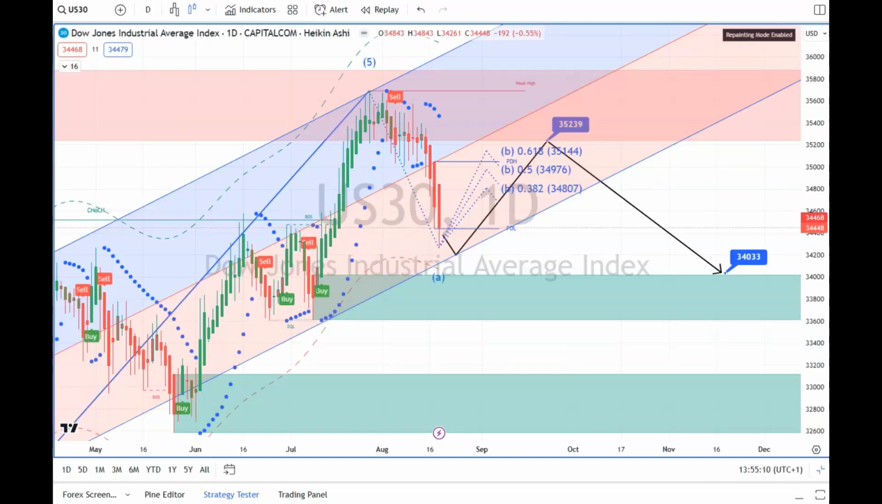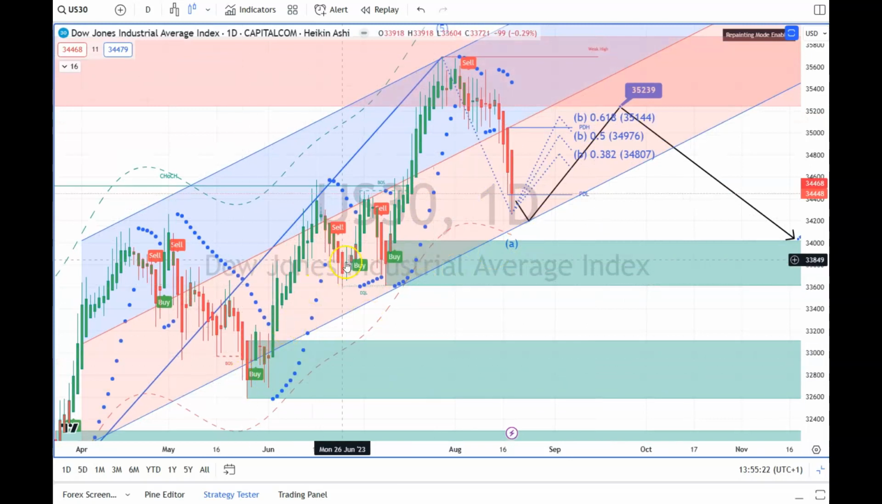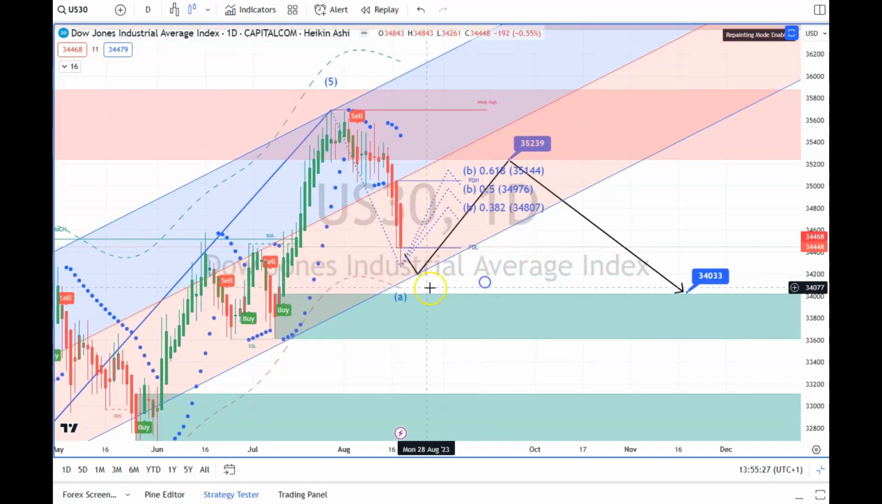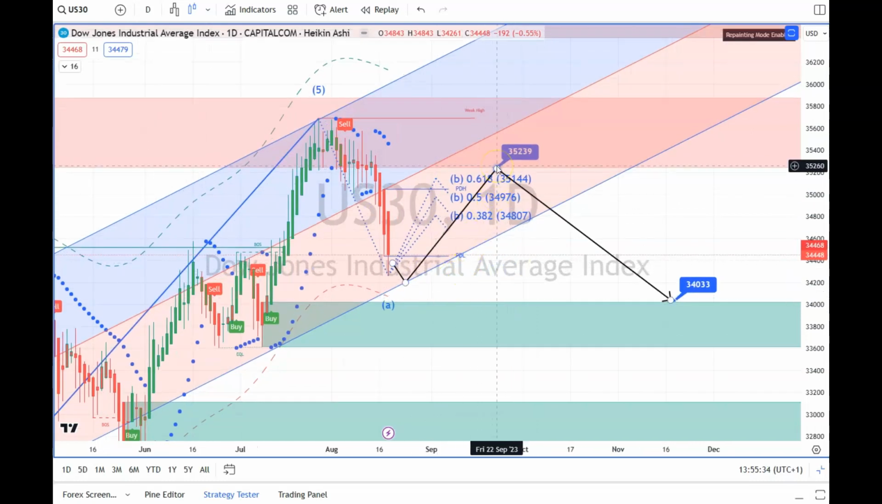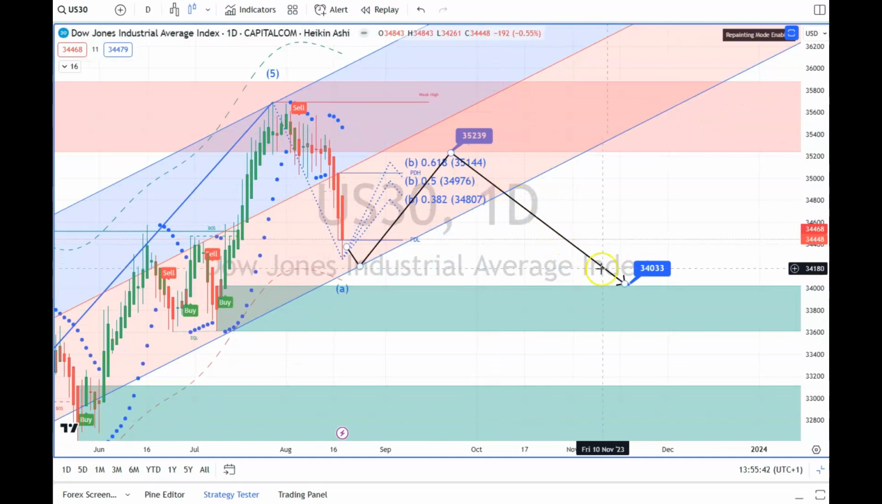Onto the indices now, the Dow Jones index, and we are expecting a bounce. It needs to go down a little bit further into this support area here, if you can see that. And as it does, of course, what's happening here is the price is achieving higher highs and higher lows. A small downward move is likely to 34,212, and then a bounce up to 35,239, which is a major resistance area. Could come in deeper, of course, and then onward to 34,033.